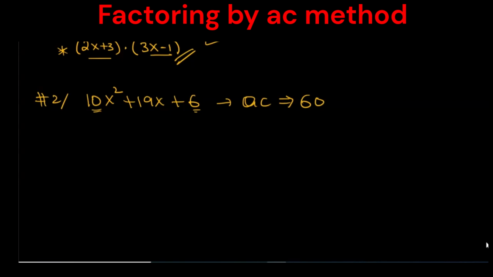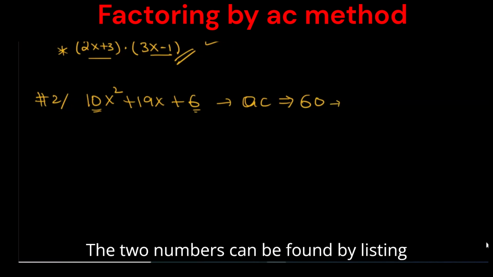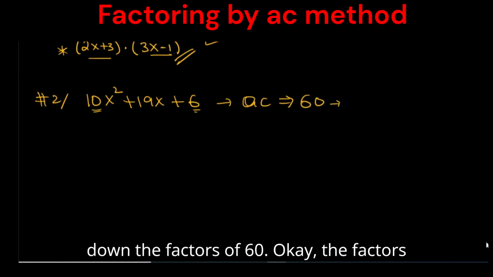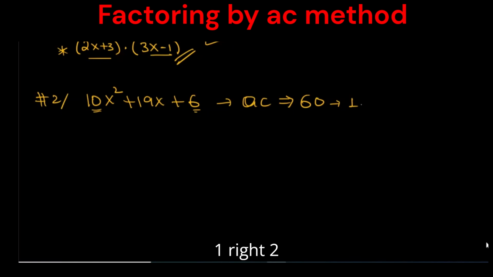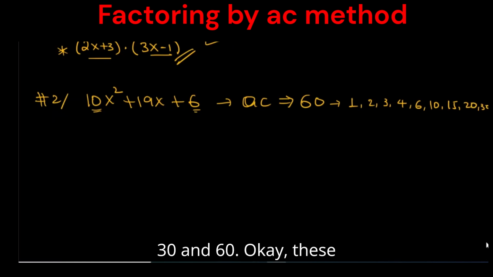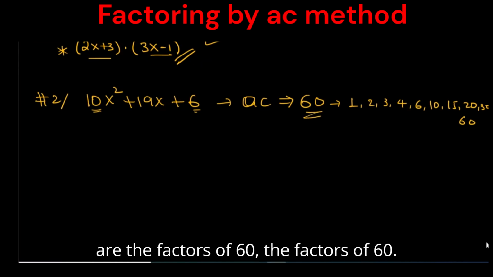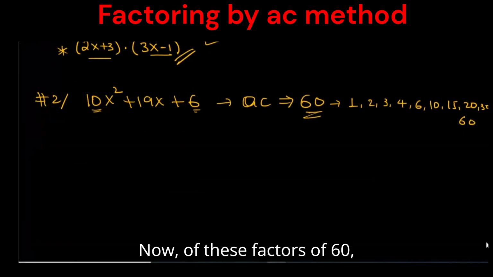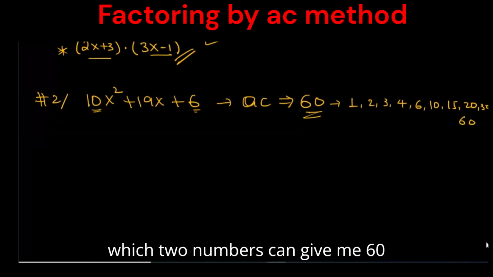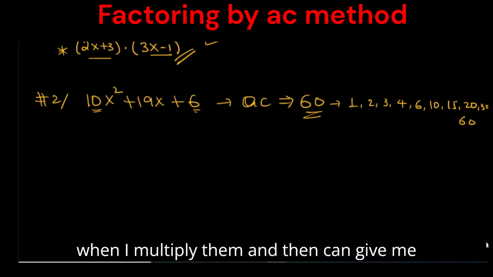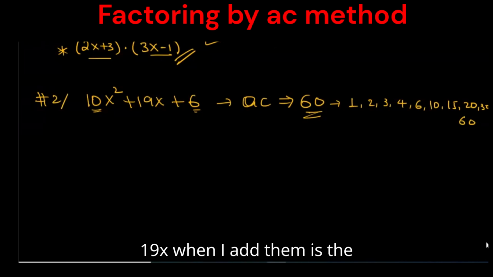The two numbers can be found by listing the factors of 60. The factors of 60 are 1, 2, 3, 4, 6, 10, 15, 20, 30, and 60. Now, of these factors of 60, which two numbers give me 60 when I multiply them and give me 19x when I add them? That is the question.